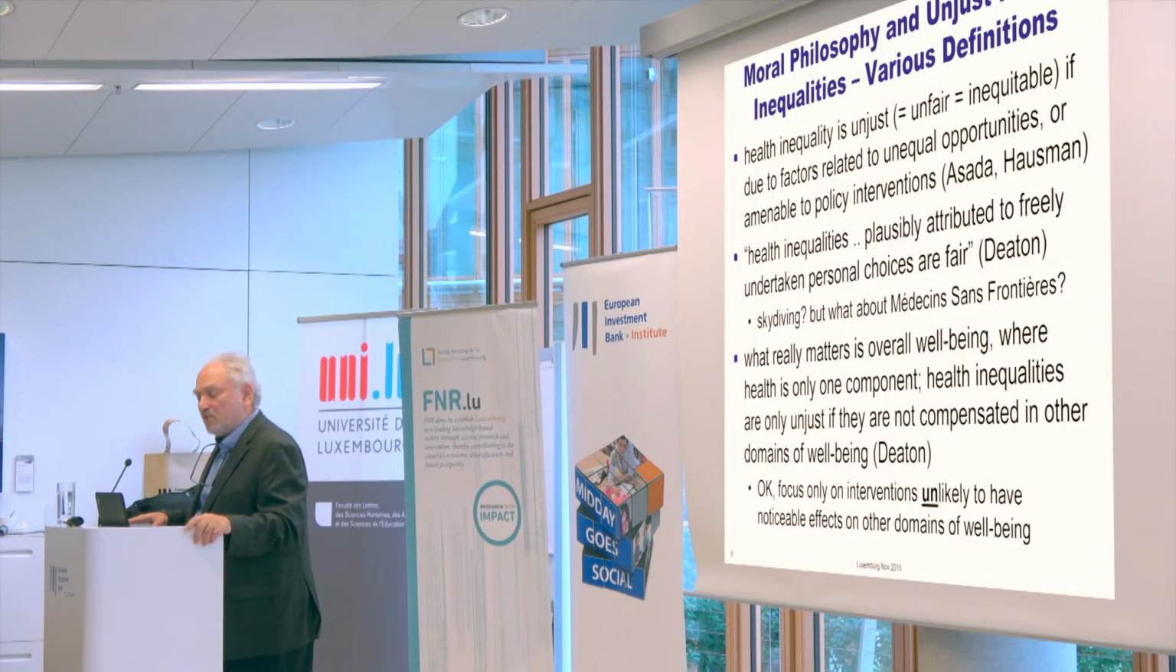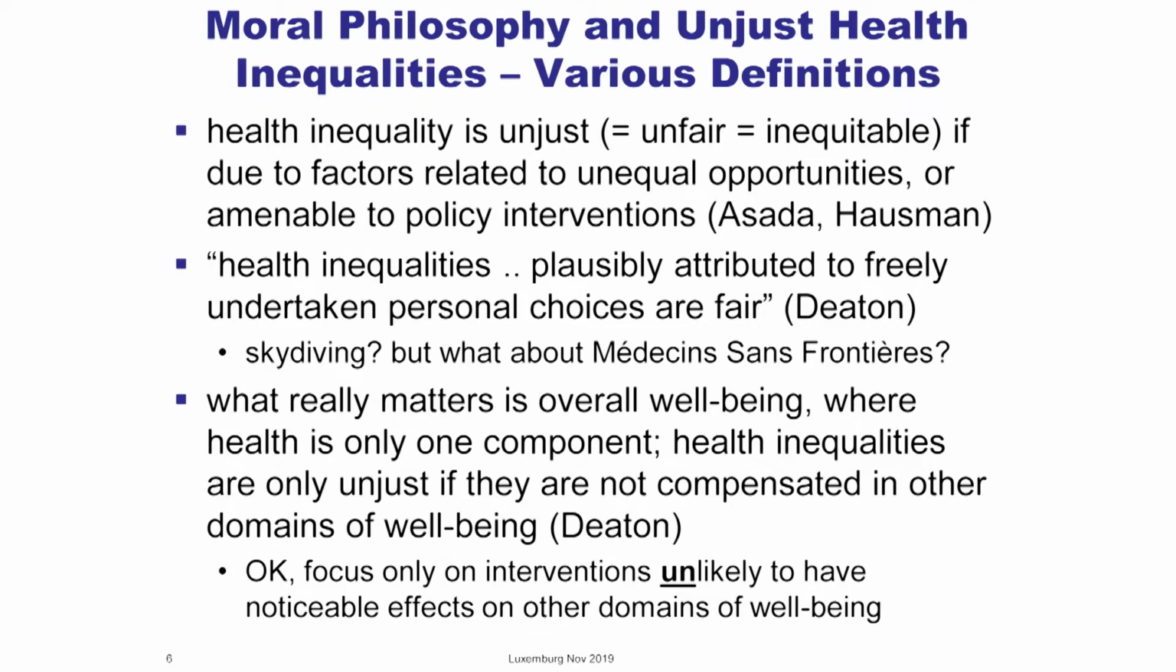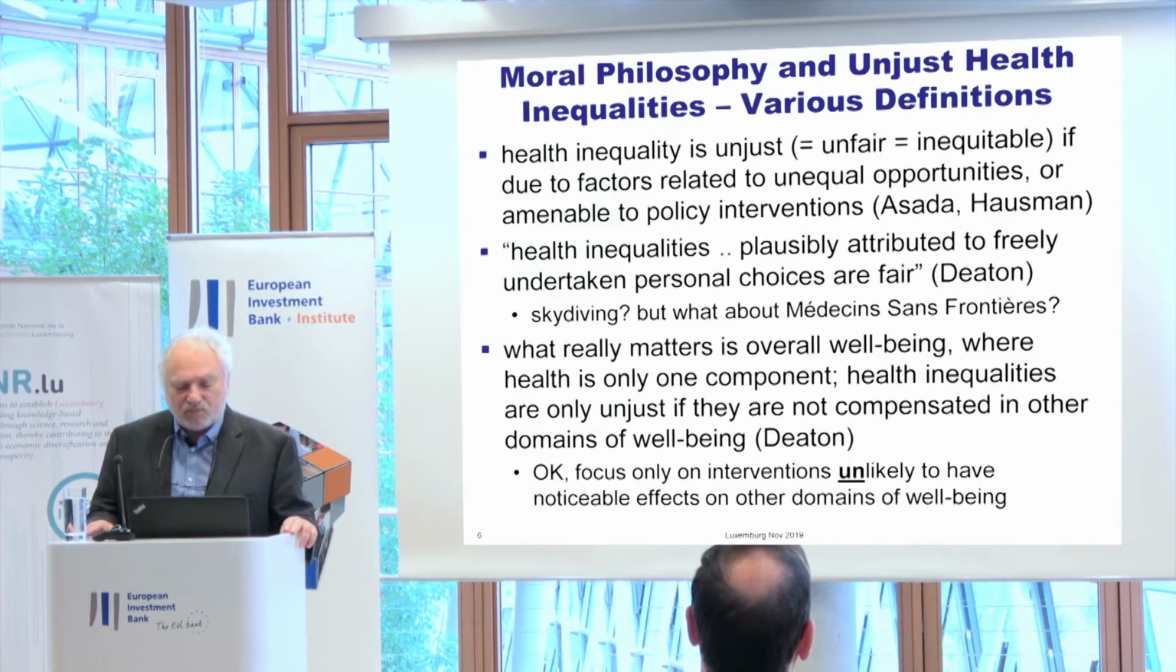So there are a number of definitions that have been used to describe the unjust inequalities. And Asada, Hausman, for example, say health inequality is unjust or unfair or inequitable if it's due to factors related to unequal opportunities or it's amenable to policy interventions. On the other hand, Angus Deaton, a recent Nobel laureate, said, well, if it's plausibly attributed to freely undertaken personal choices, then that's fine. And I suspect that Angus was thinking about skydiving. So if you kill yourself jumping out of an airplane, too bad, so sad.